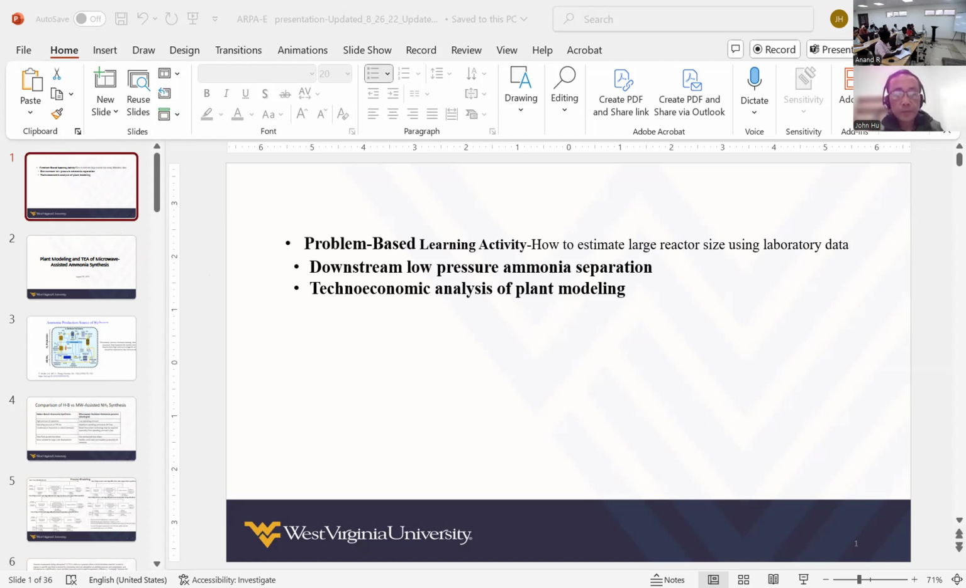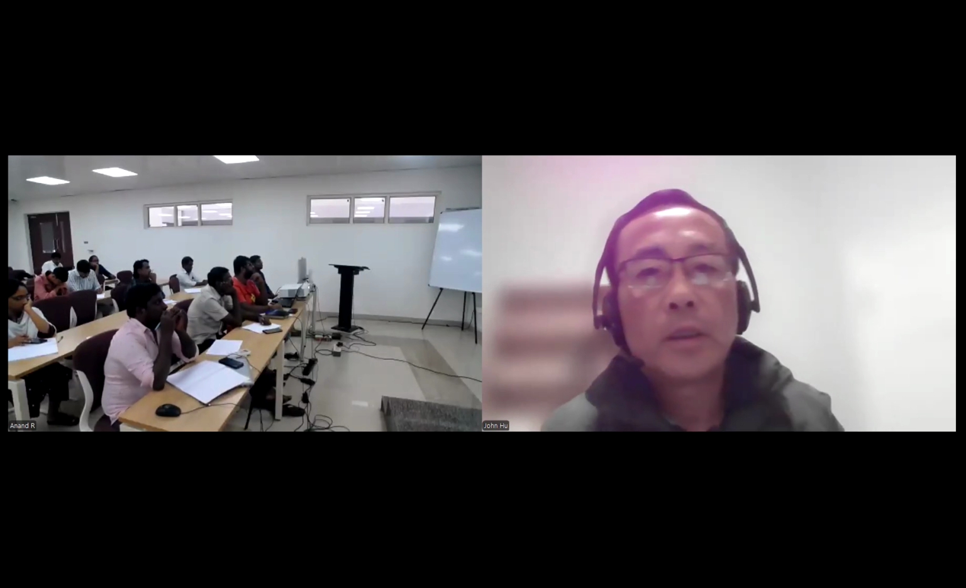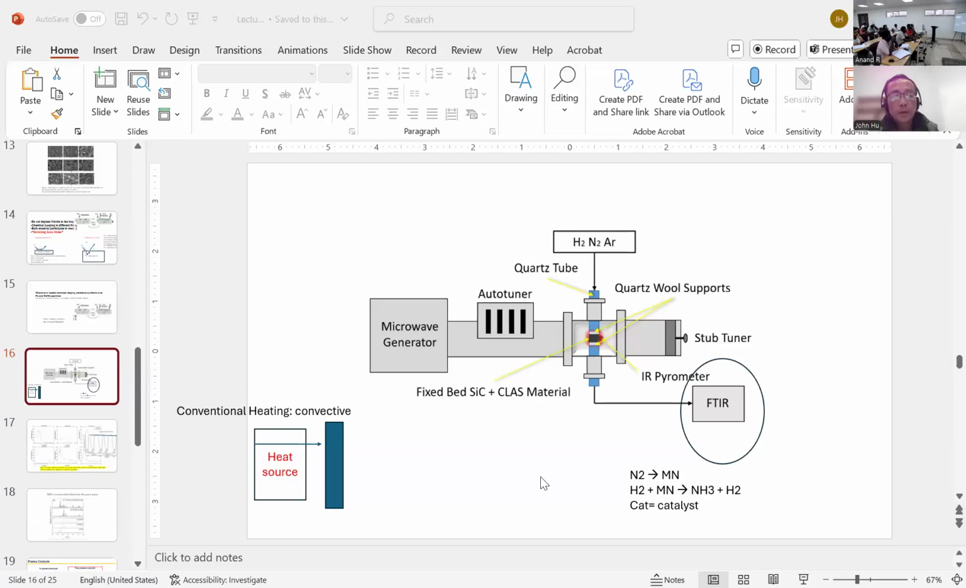Let me show you the reactor first. I want to give you some quick background. I want to show you the reactor configuration, like we lectured on today, so it's easy to see where you get the data. Can you see my screen? Yes, sir. We can see.